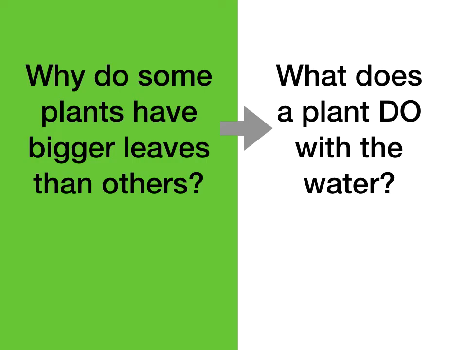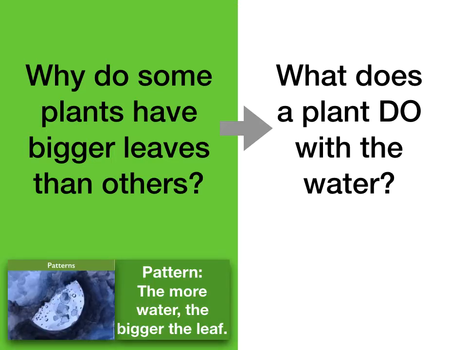Then we come back on day 3, and we're really going to investigate this idea a little bit more. Why do some plants have bigger leaves? Well, we kind of want to know, what does the plant do with the water? And we know that the more water, the bigger the leaf, but why is that? How does that happen?